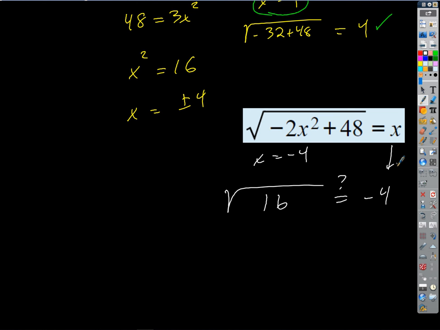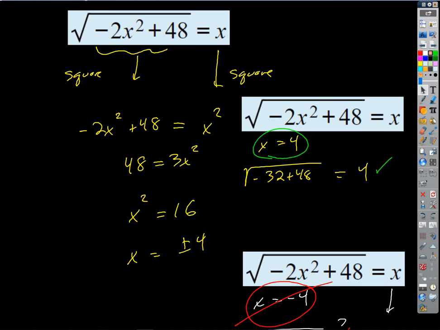No. Square root of 16 equals what? 4. Plus or minus 4. That's not true, right? And so we know that this one is a false solution. We only get to keep one of them. Okay? Make sense? Fake news.